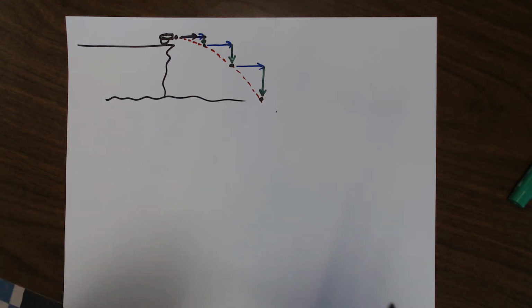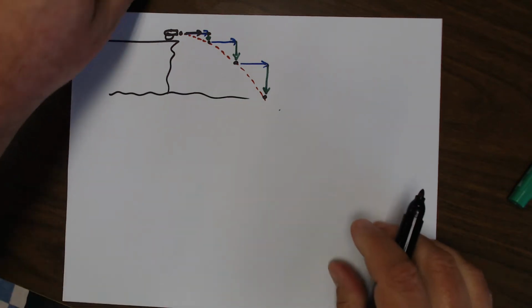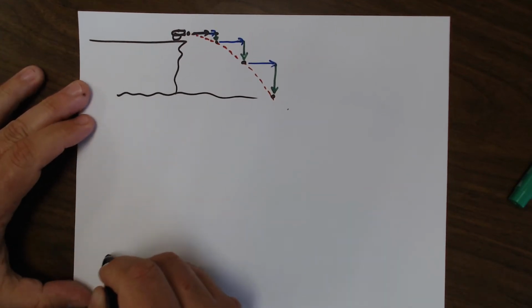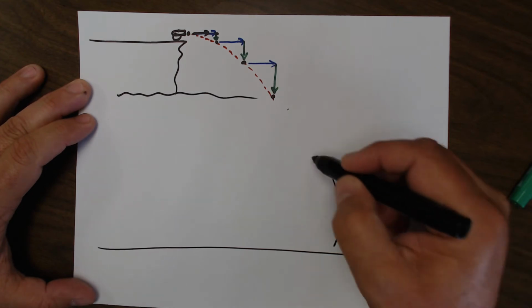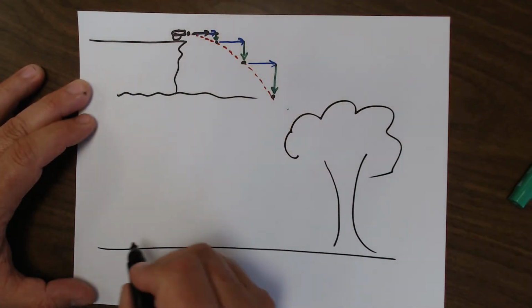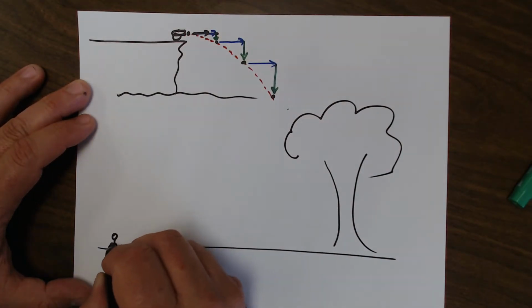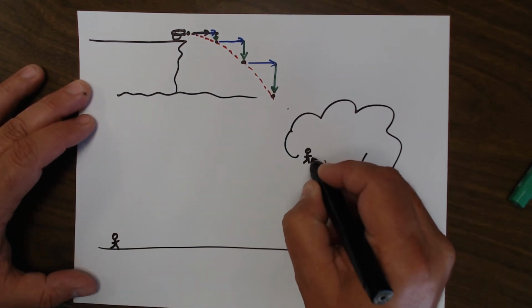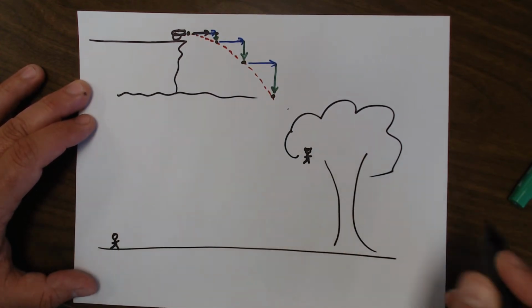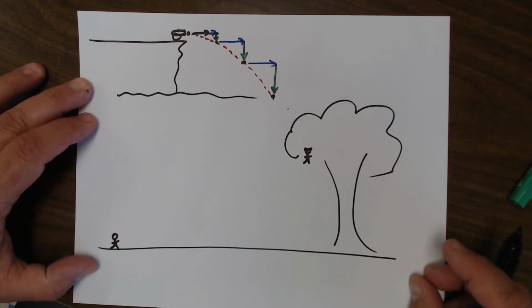So there's this famous problem in physics, and it's called the monkey hunter problem. And it goes something like this. There's a hunter standing over here, and there's a monkey. I don't know how to draw a monkey. Maybe we'll just put some ears on a stick figure.